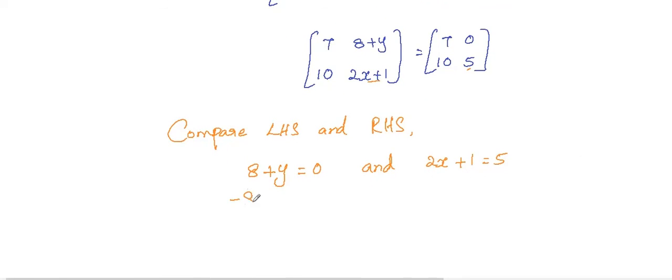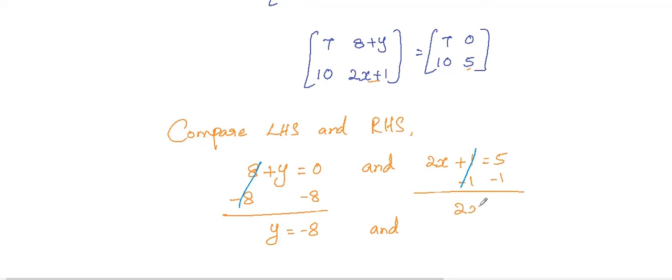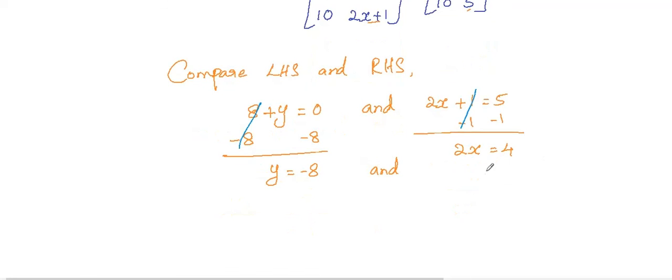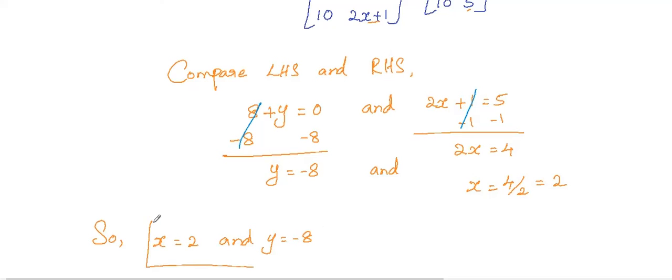So if we subtract 8 on both sides, we'll get y equals minus 8. And here 2x plus 1 equals 5. So subtract 1 on both sides. So we'll get 2x equals 4, and x equals 4 by 2, which is 2. So finally we can conclude that the values of x and y are 2 and minus 8 respectively.